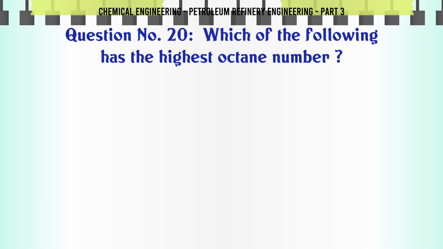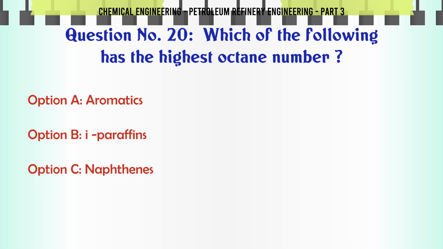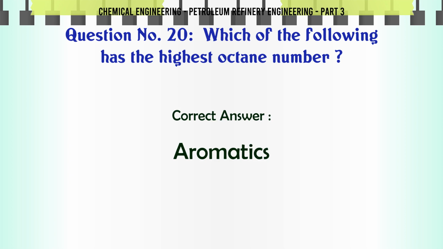Which of the following has the highest octane number? A. Aromatics, B. Paraffins, C. Naphthenes, D. Olefins. The correct answer is aromatics.